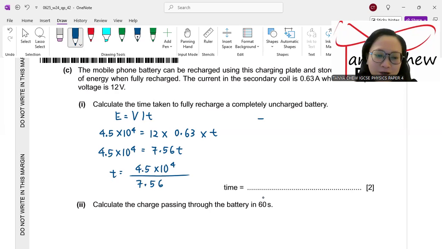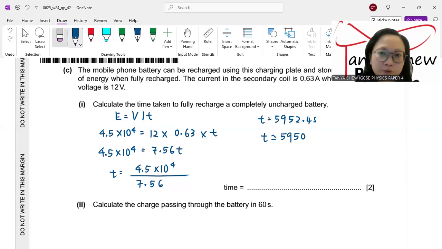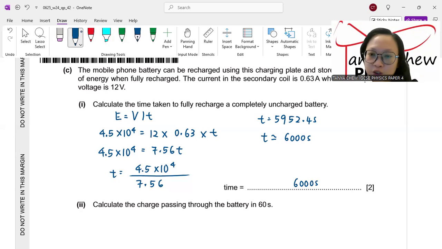So here I got 5952.4 second. Or you round it off to 5950, or 6,000 second is also okay. If you want to put 6,000 second, it doesn't matter, or you want to change it to minutes, which is 99 minutes. I actually changed it to minutes because the question did not ask me to put in second.